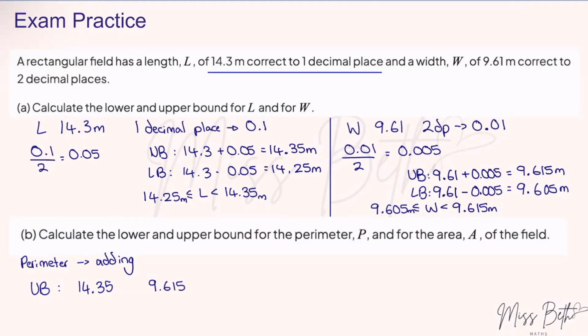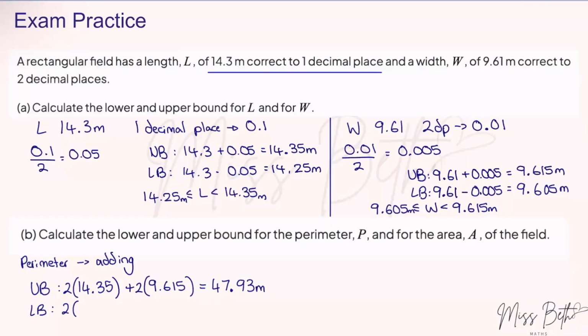Now, because this is a rectangular field, I of course need to multiply both of those sides by 2. So I'm just going to put a 2 in brackets before them, and I'm going to add those two together. You would just put this into your calculator, of course. You should get your upper bound as 47.93 meters.